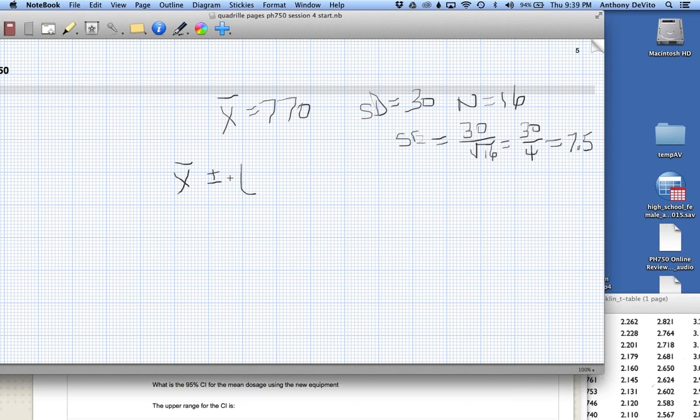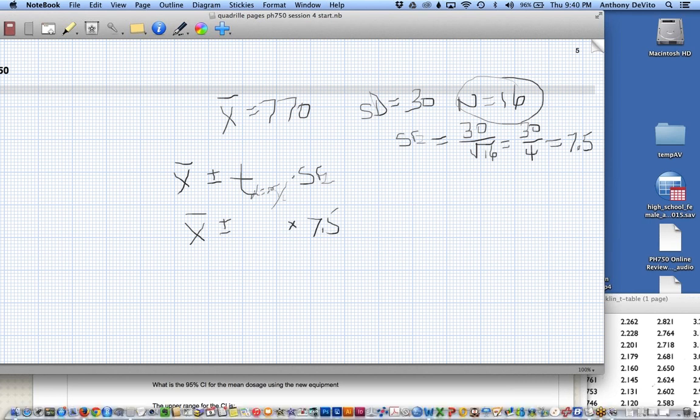Well, now I have to have a t-value, don't I? Because the sample size is only 16. I can't use z. So our t-value for alpha equal to 0.05, two-tailed, times the standard error, is going to be our confidence interval. So X bar plus or minus, I'll leave t out for the moment, our standard error is equal to 7.5. So now we have to find out what t is, right? And in order to find out what t is, we have to go to the t-table.